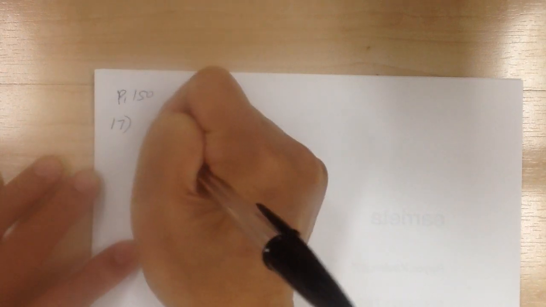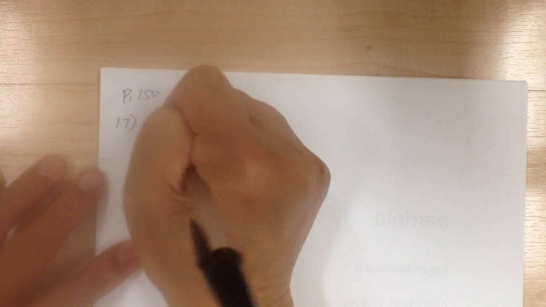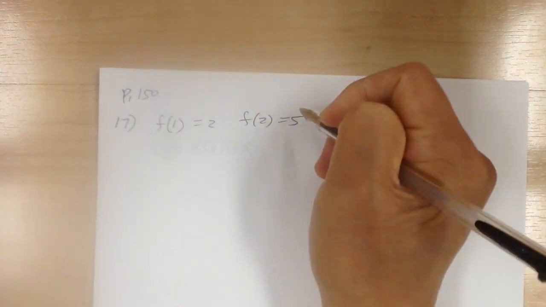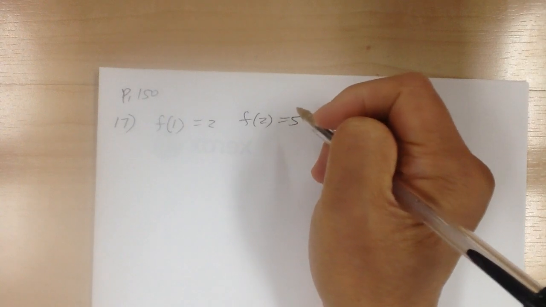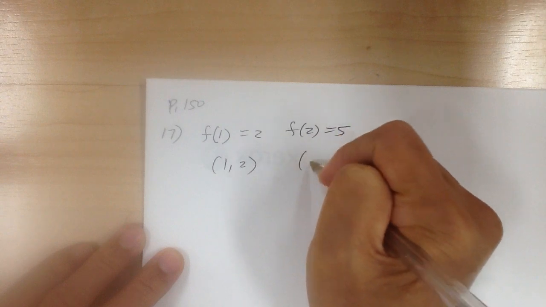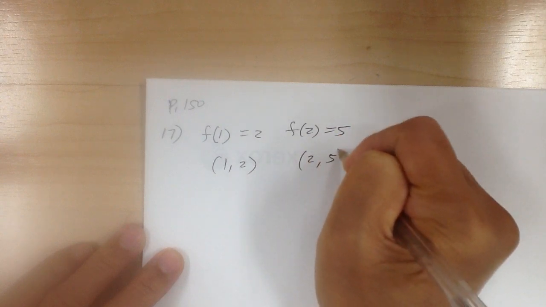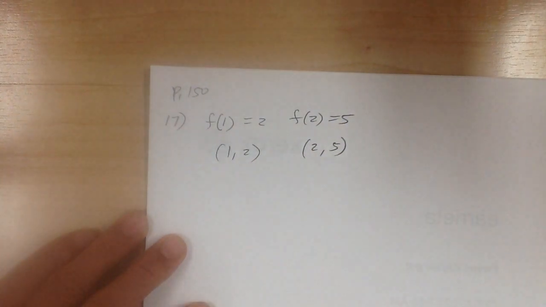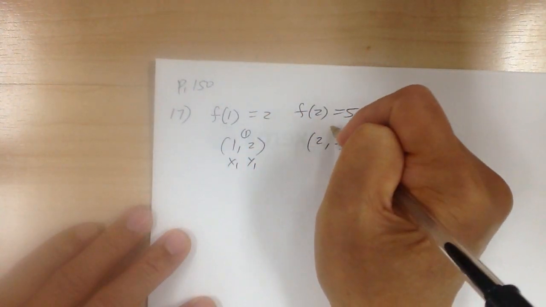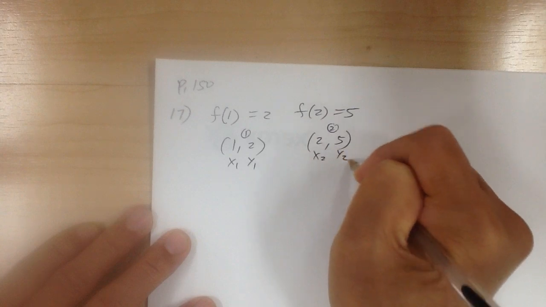Okay, number 17. You have f of 1 equal to 2, f of 2 is equal to 5. So this is point (1, 2). This is point (2, 5). Again, this is point 1, so this is x1, y1. This is point 2, so it'll be x2, y2.